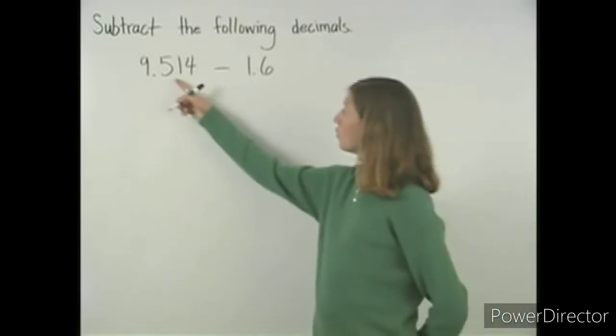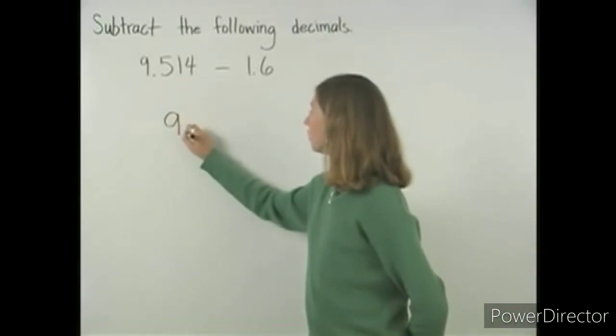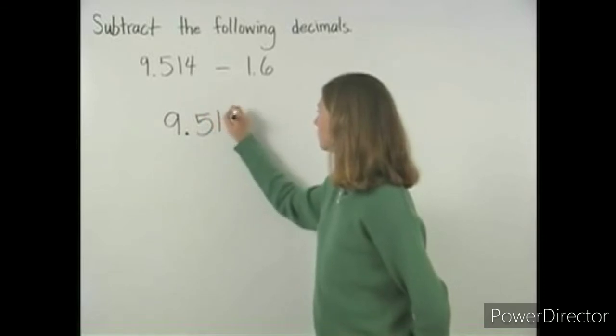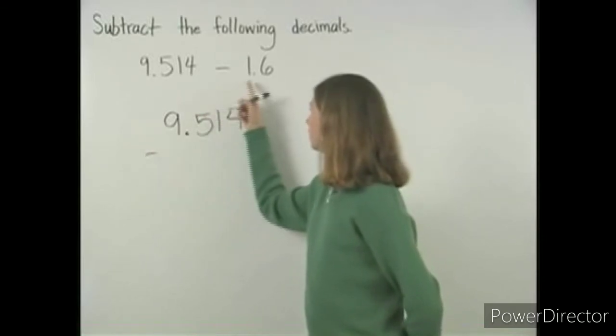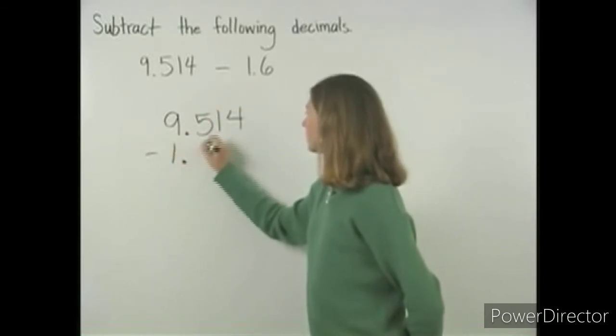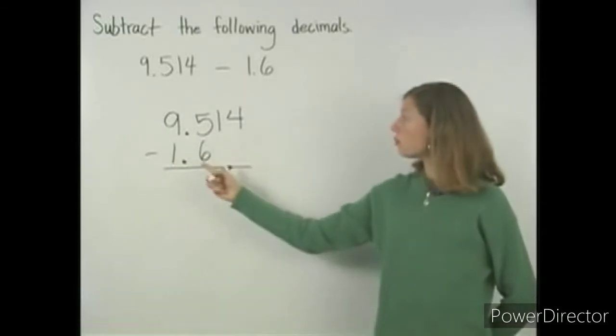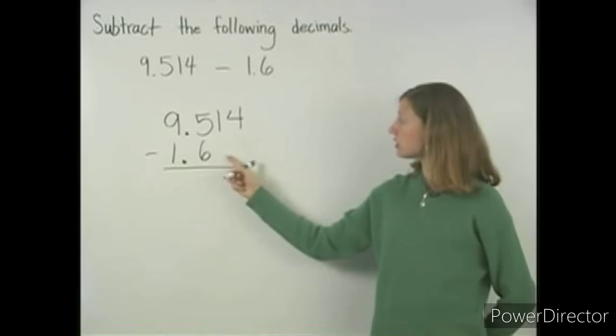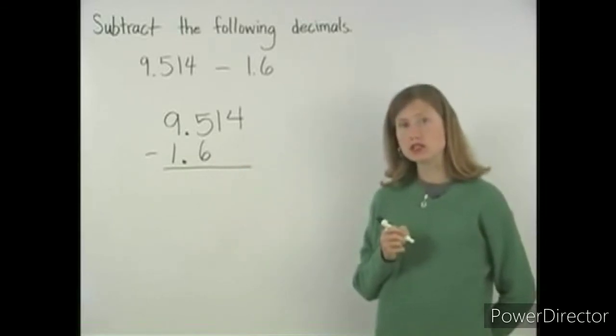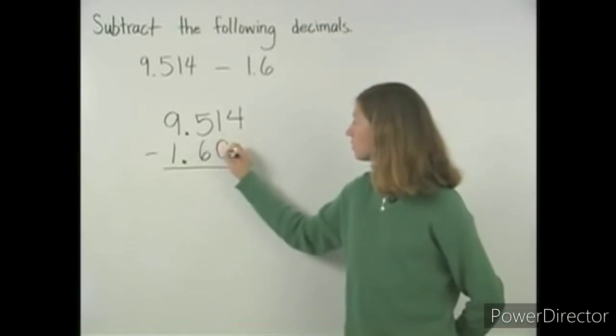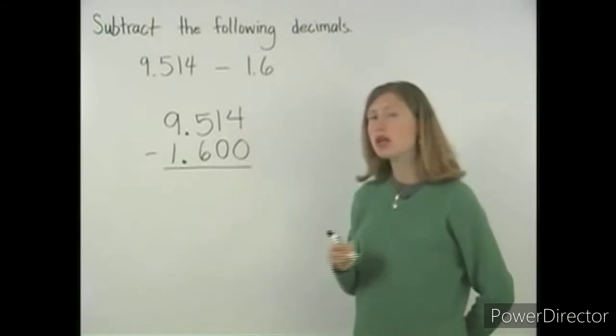So here we have 9.514 minus 1.6. Notice that 1.6 has nothing in the hundredths or the thousandths positions, so we use zeros to fill these positions.